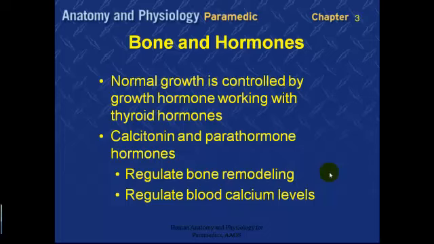Normal growth of bones is controlled by growth hormones working with the thyroid hormones. Calcitonin and parathormone are the two hormones most important in regulating bone remodeling and regulating blood calcium levels. When we talk later about electrolyte levels and imbalances in the human body, calcium, you'll notice, rarely comes up. And the reason for that is that the body has the ability to either take calcium from bone tissue and put it back into circulation, or to take excess calcium in circulation and deposit it on bones with the proper hormonal control.